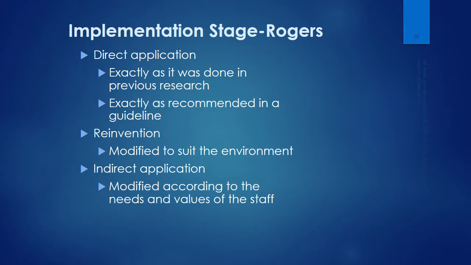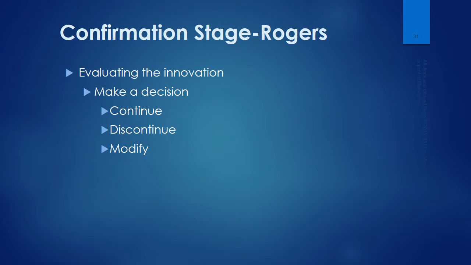Direct application occurs during the implementation stage. The application would occur exactly as it was done in previous research and exactly as recommended in a guideline. Reinvention occurs and it's modified to suit the environment. There may be an indirect application, and this would be modified according to the needs and values of the staff. During the confirmation stage, an evaluation of the innovation takes place. A decision is made whether to continue the innovation, discontinue the innovation, or modify it.